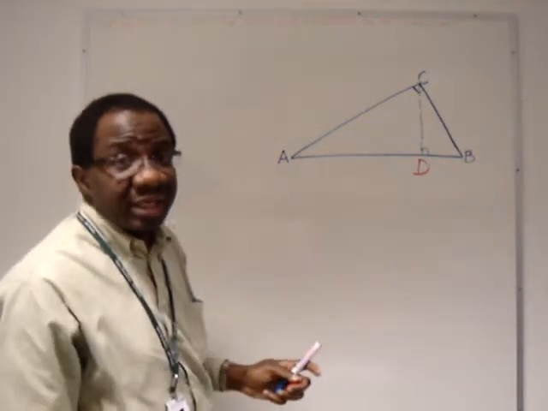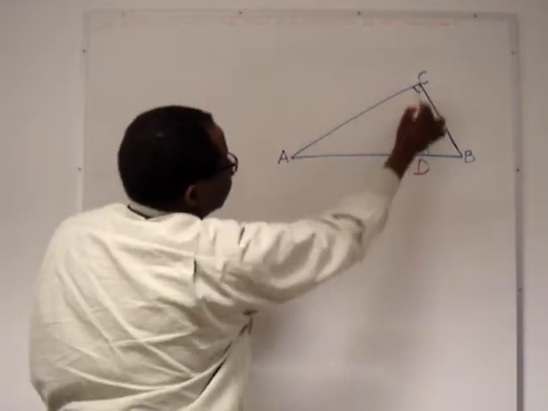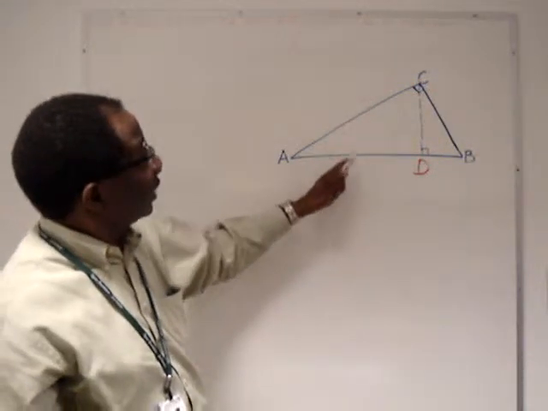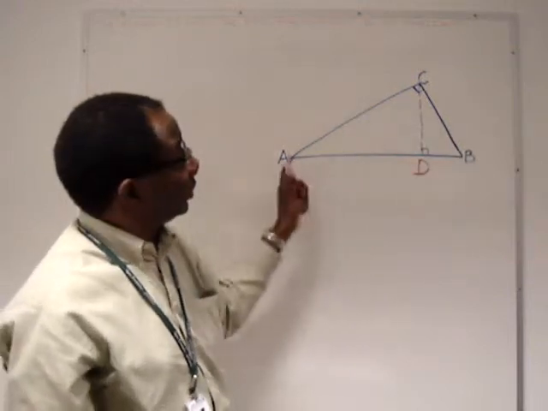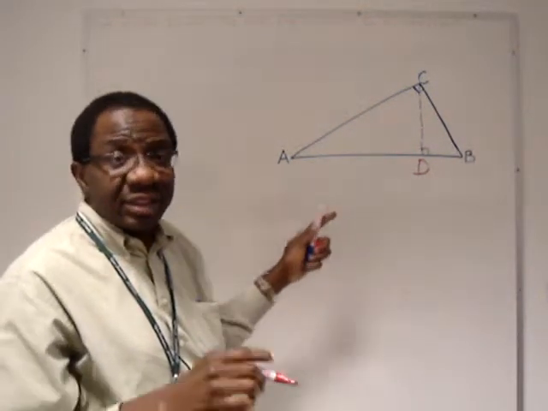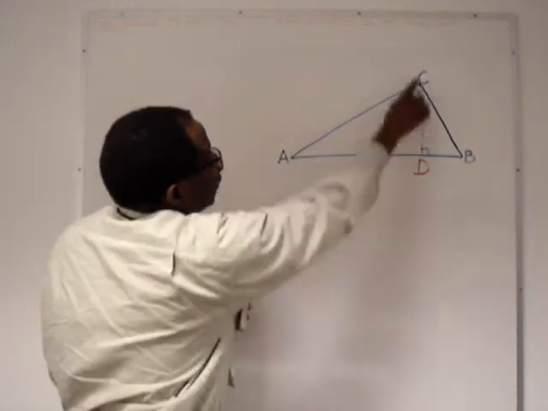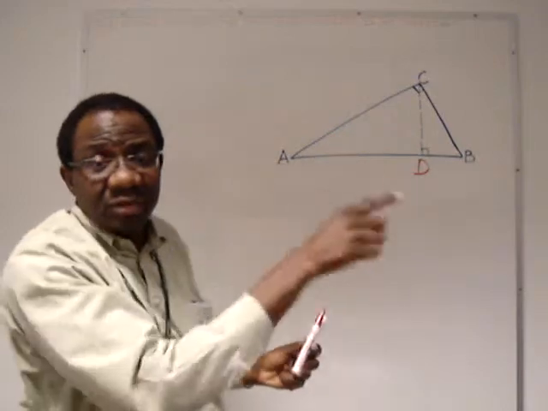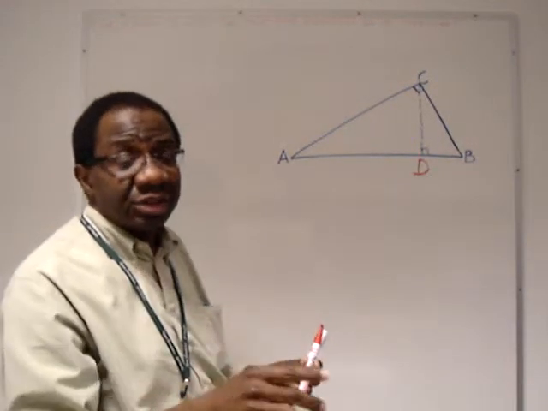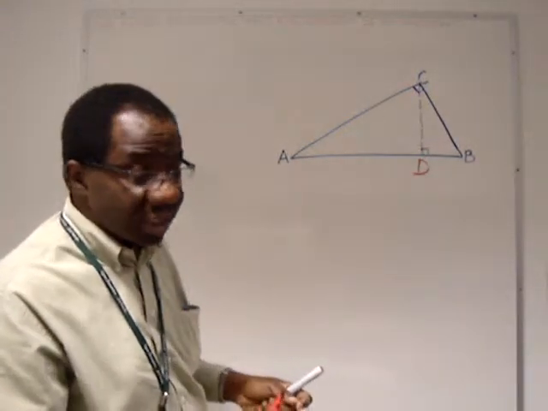What the theorem says is that each of the smaller triangles is similar to the big triangle, so you have two similarities already. Each of the smaller triangles is similar to the big triangle, so you have two relationships already, and then the third relationship is that each of the smaller triangles are also similar to one another.